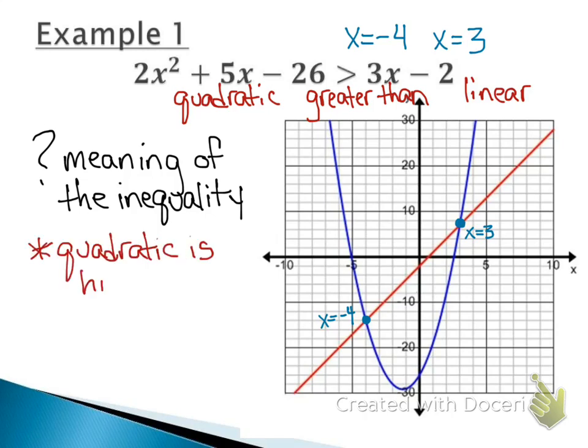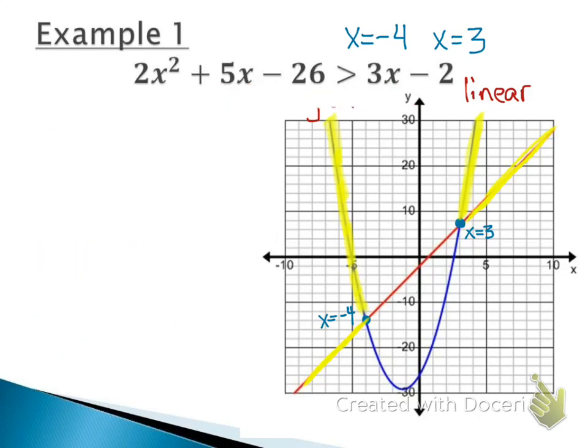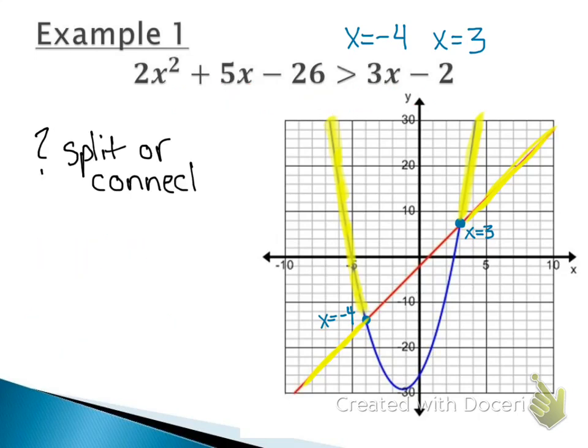In other words, that means that we're looking for where the quadratic is higher and for where the linear is lower on the graph. And if I use highlighting to show where that is, that would be right here and right here. Next, we'll ask ourselves, based on the highlighting that we just did, is this a split solution or a connected solution? In order to trace over those pieces of the graph, I had to pick up my pen. So this is a split solution.